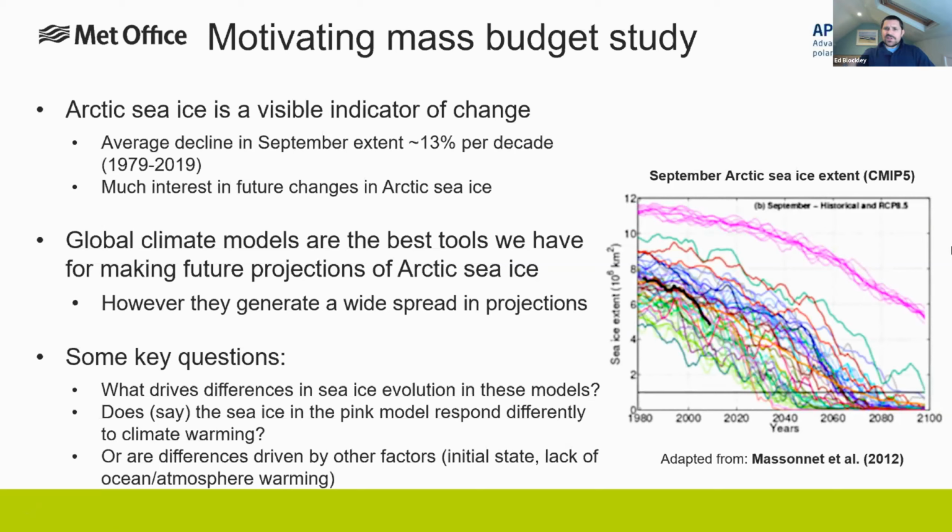Some of the key questions that I have looking at a figure like that is, what's driving the differences between those models? For example, is the pink line there, is the sea ice very high there because of some aspect of the sea ice model responding differently to climate warming, or is it that the sea ice model is being forced with very different ocean and atmospheric states, or maybe initial conditions?